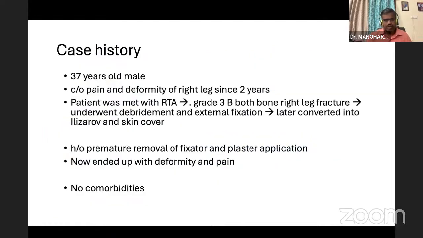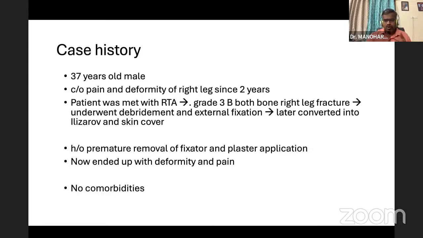So this is the case history. A 37-year-old male patient complaining of pain and deformity over the right leg since 2 years. He had a trauma 2 years back with a grade 3B open both-bone leg fracture, distal third. He underwent a routine stage 1 procedure, debridement and external fixator, then later converted to Ilizarov with plastic surgery cover. All 3 procedures were done elsewhere.